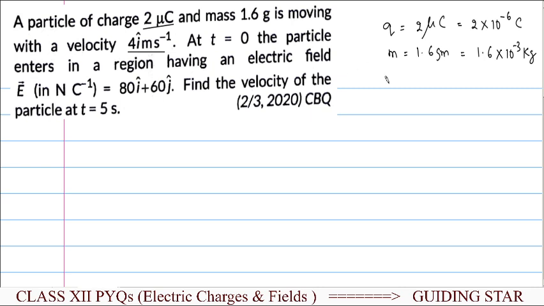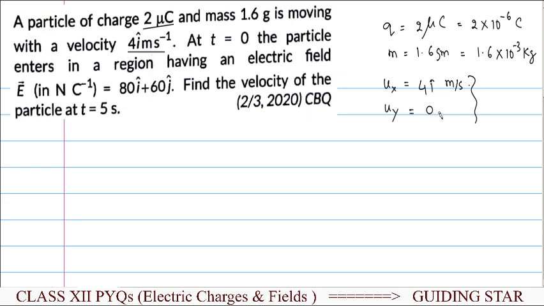Initially the particle is moving with a velocity, that means its initial velocity is along x-axis, which is nothing but 4 i cap meter per second, and at time t equal to 0, the particle enters in a region having an electric field. Electric field is given 80 i cap plus 60 j cap. So here the particle is not having any initial velocity along y-axis. The initial velocity along y-axis is 0. So this is what the situation is.